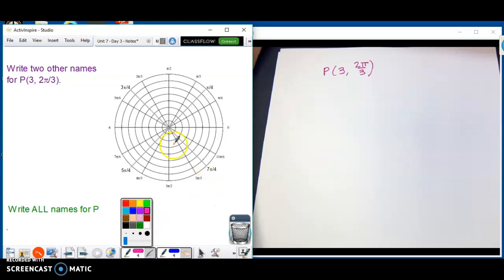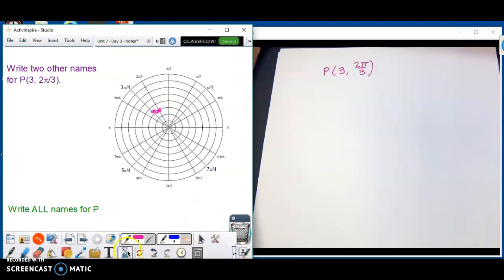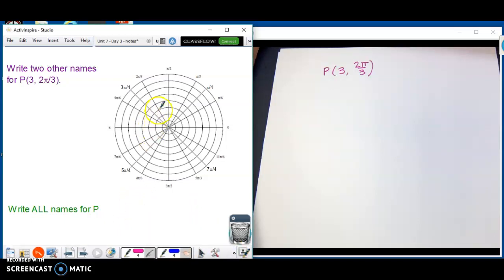So if we find 2 pi over 3, which is here, go down to our pole and then count 1, 2, 3 spaces. So this is the point that we're working with here. But right here, 1, 2, 3 spaces up on 2 pi over 3.